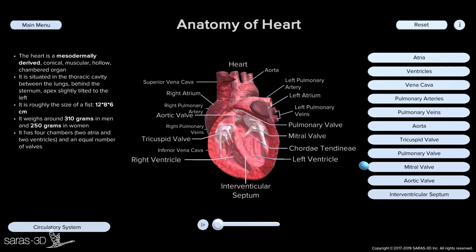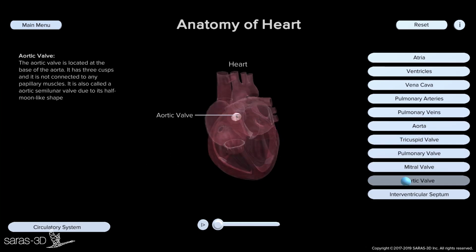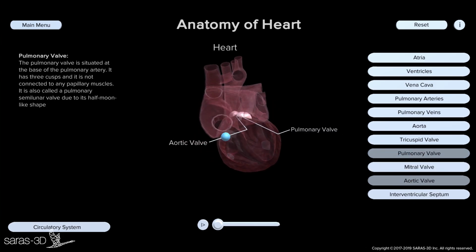As we discussed earlier, these semilunar valves are present in the veins, right? So these are the aortic valve and the pulmonary valve. Here you can see the 2 valves. These valves basically prevent the backflow of blood into the ventricles.